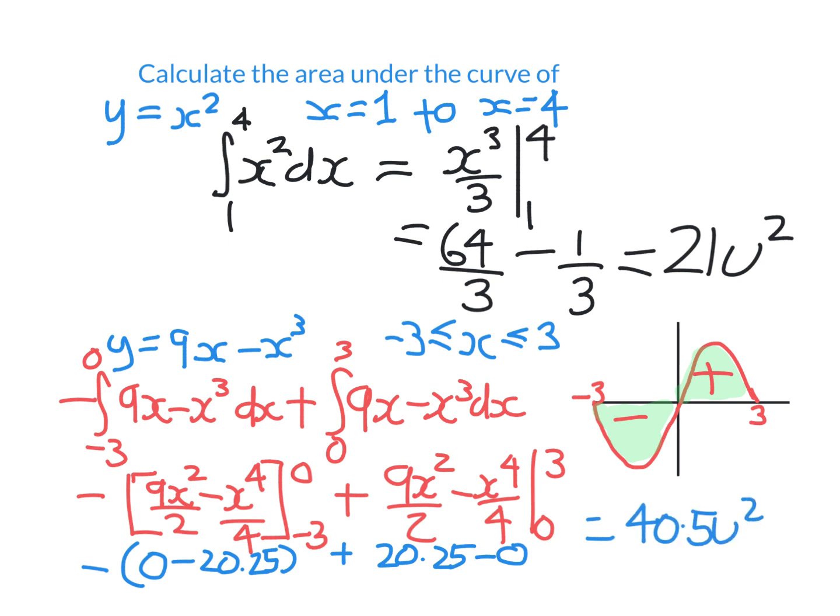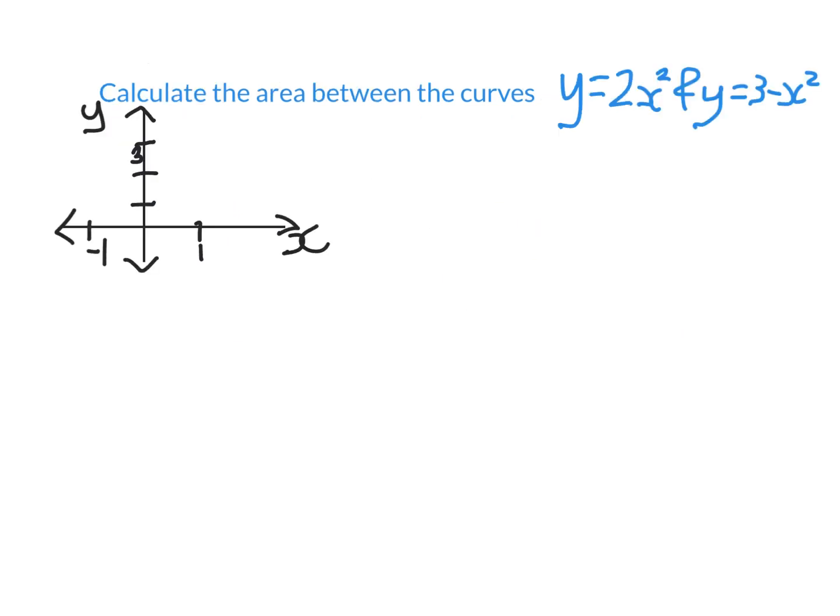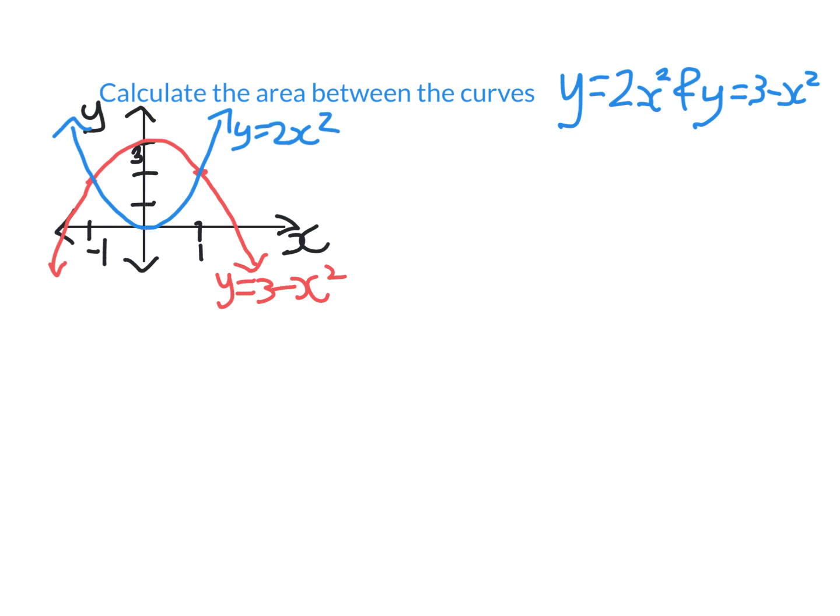All right, let's now look at an example for the area between two curves. We can use what we know about the area under the curve to find the area between two curves. We're going to find the area between y equals 2x squared and y equals 3 minus x squared. When you're calculating the area between two curves, it might be helpful to graph them. You might use a graphing tool like GeoGebra, Symbolab, whatever.